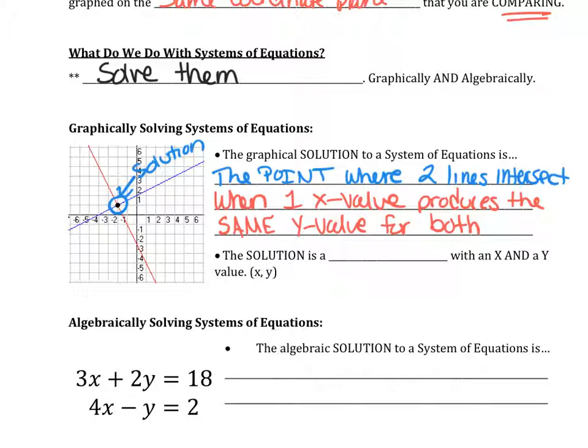And so the important thing here that you remember is that a solution is a point, which means it has an x and a y value, so you need both. You can't just say x equals 2 and be done. You have to have the x and the y value, because the solution to a system of equations is a point.